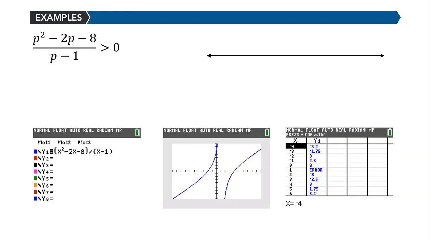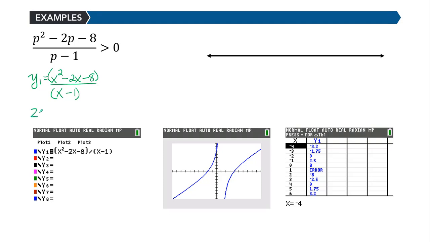Now, I also want to illustrate how we can use a graphing calculator to help us solve this inequality. I've entered on the calculator this rational function. So I'm letting y1 equal, because we have to use x, we're going to change the variable p to x. So this would be x squared minus 2x minus 8, all divided by x minus 1, being sure that on the calculator we put the numerator and denominator in parentheses. And then we're going to graph.